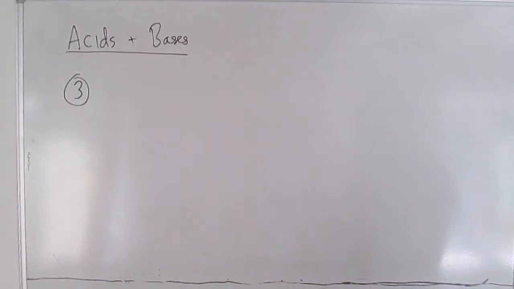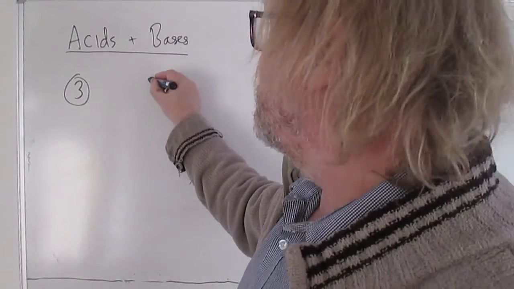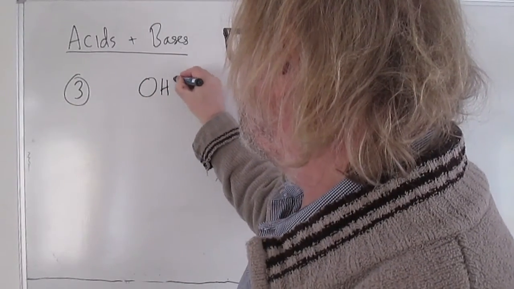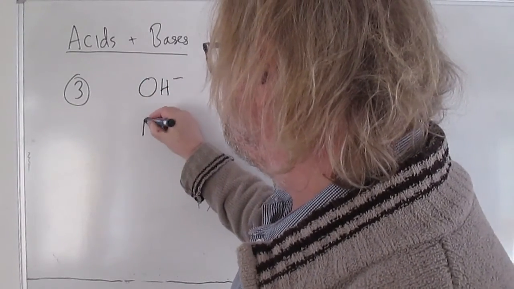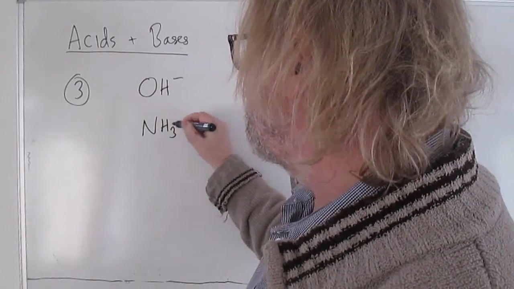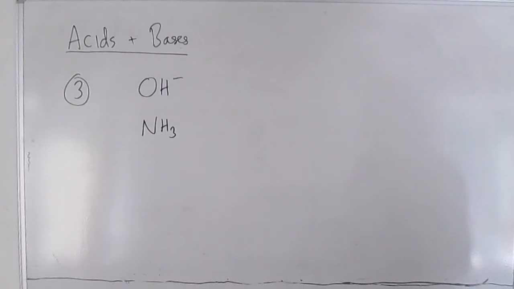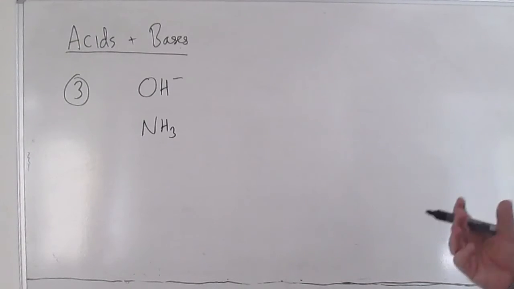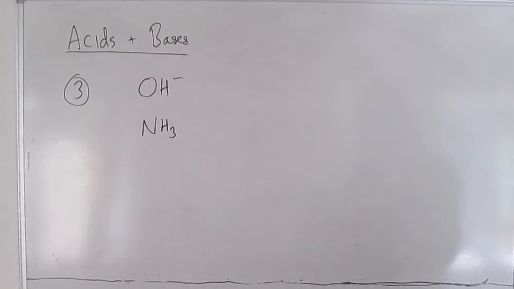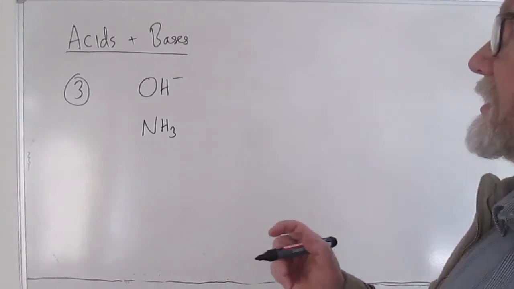So question 3 just focuses on bases and asks us to think about 2 ions, or 2 things really, a hydroxide ion or an ammonia molecule, both of which are bases, and asks what it is that gives them that ability. And the answer, of course, is that in order to accept a proton, the way you accept it is by donating a pair of electrons to form a dative covalent bond to it. And so that's the answer.